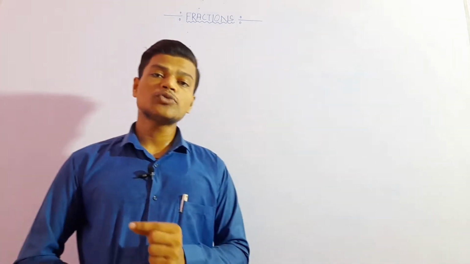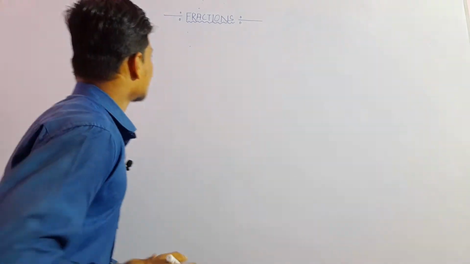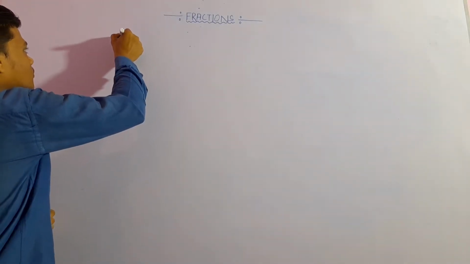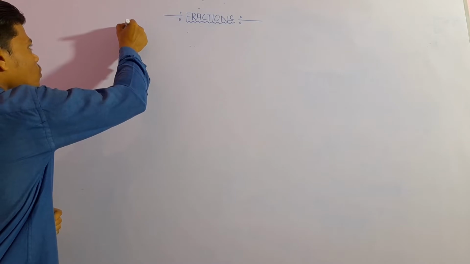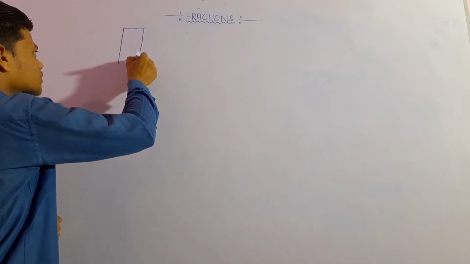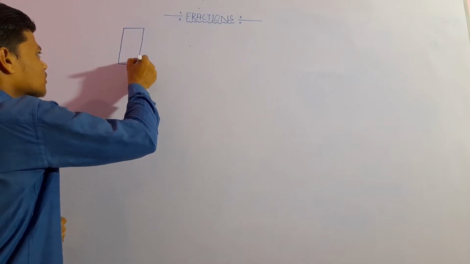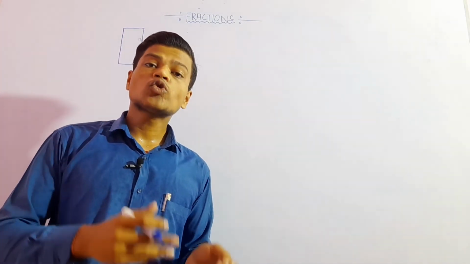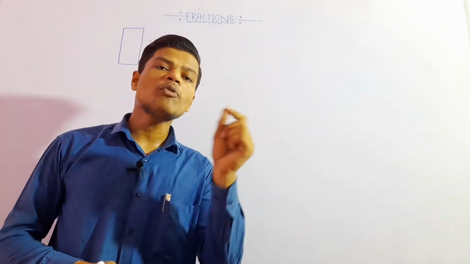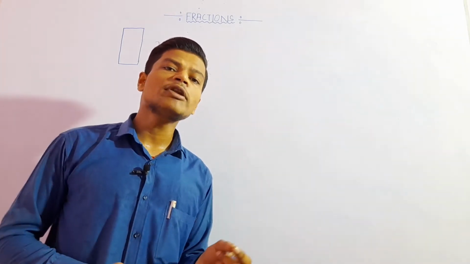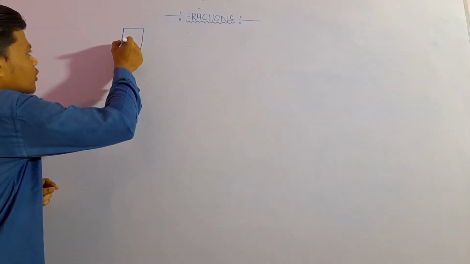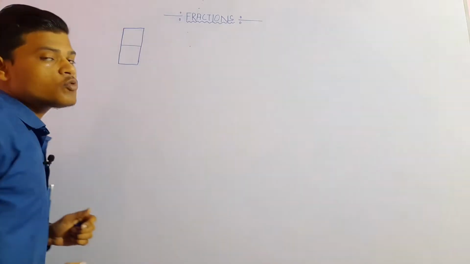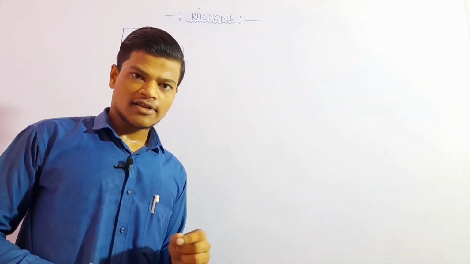So consider a situation. If you have a chocolate and you want to divide the chocolate among two of your friends. Now how can you divide among two of your friends when you have only one chocolate? Simply you will break down the chocolate into two equal parts and give one part to each of your friends.